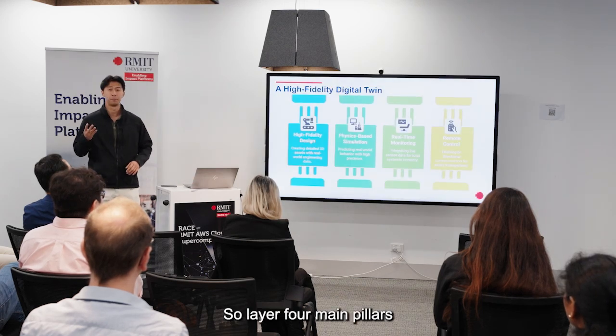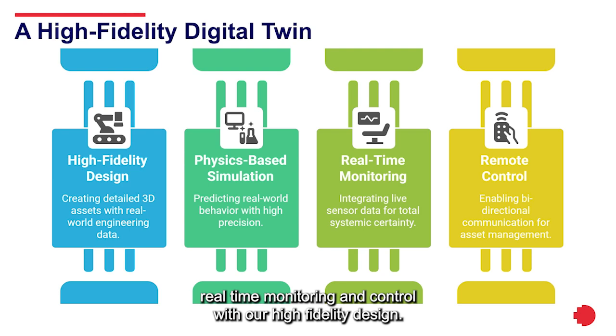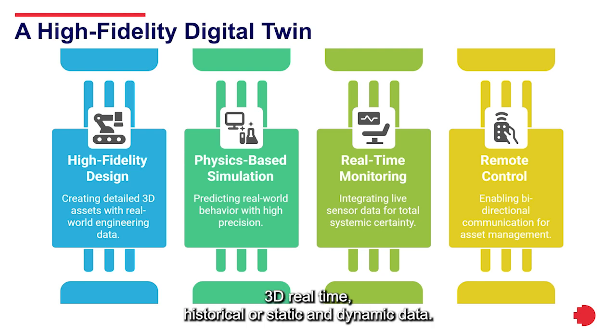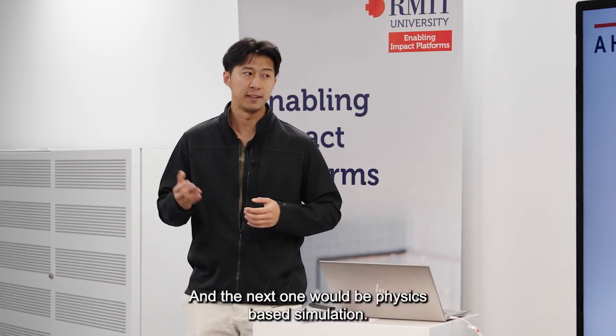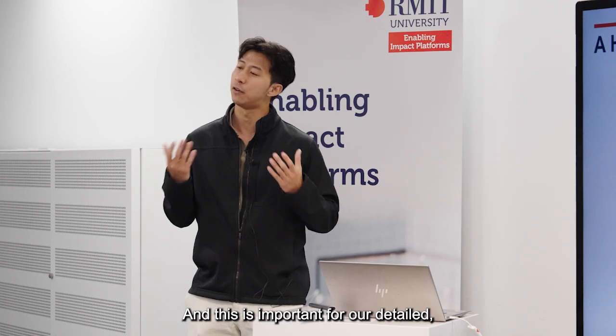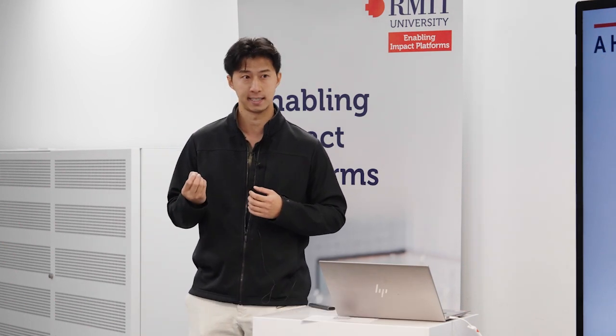There are four main pillars to construct a high-fidelity digital twin. We have high-fidelity design, physics-based simulation, and real-time monitoring and control. With our high-fidelity design, it has detailed engineering, and this can be 2D data, 3D, real-time, historical, or static and dynamic data. The next one is physics-based simulation.